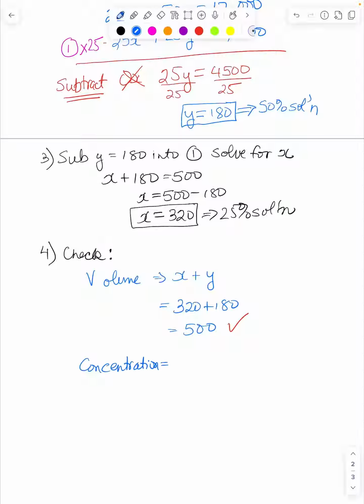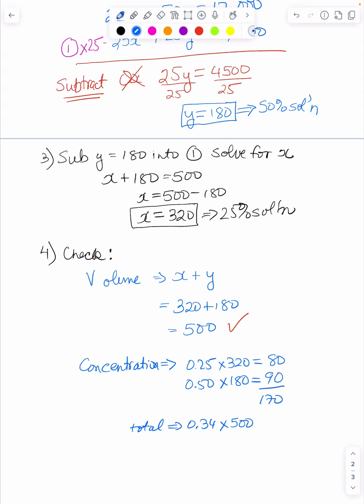And then the next check has to come from the concentration. I have the 25% solution, and I have 320 liters of this, which gives me 80. I have the 50% solution, 180 liters of this, which gives me 90. That adds to 170. And I have to look at the total concentration, which is 0.34 times 500, which gives me 170. So when I look at my checks, all of my checks work out.